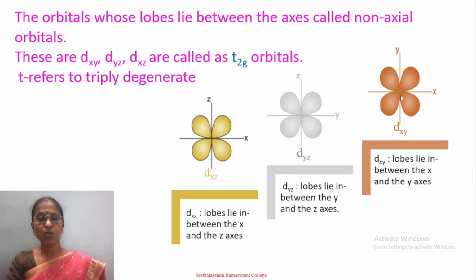The orbitals whose lobes lie between the axes are called non-axial orbitals. These are the dxy, dyz and dxz orbitals, called T2g orbitals. T refers to triply degenerate. This is the dxy orbital. The lobes lie in between the x and y axes. This is the dyz orbital. Its lobes lie in between the y and z axes. This is the dxz orbital. Its lobes lie in between the x and z axes.